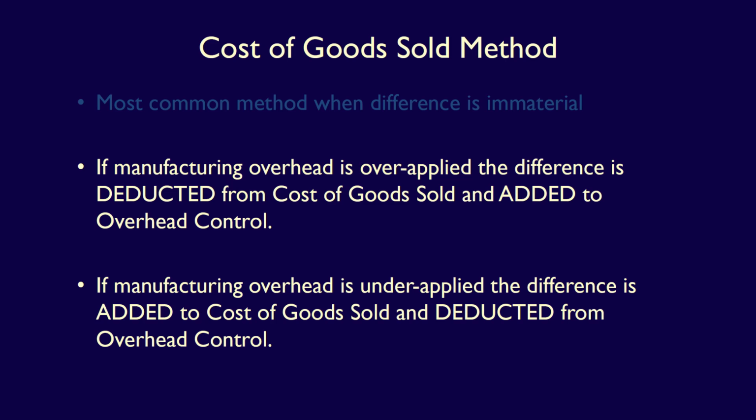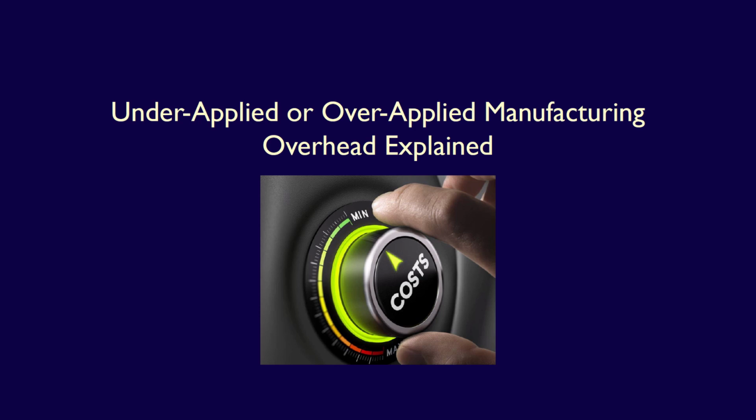Let's recap. When manufacturing overhead is overapplied, too much, the difference is deducted, reducing the amount of cost of goods sold and increasing our profits. When manufacturing overhead is underapplied, too little, the difference is added, increasing the cost of goods sold and decreasing profits. That's it for how to deal with under and overapplied manufacturing overhead. Remember that this may look easy, but it requires time and practice to master.